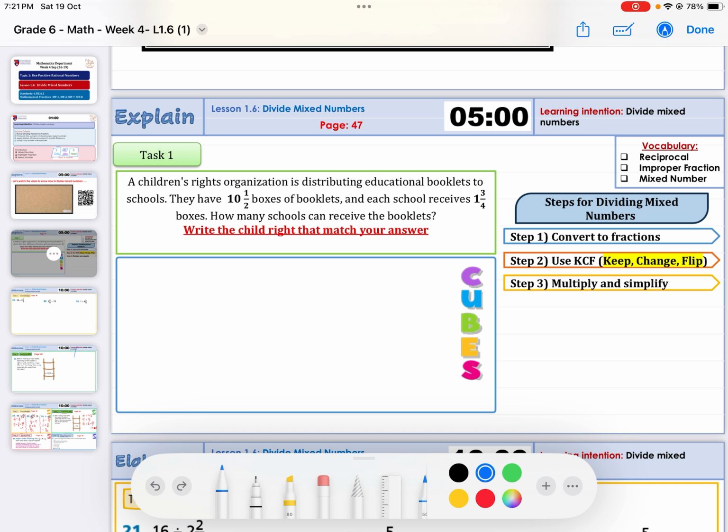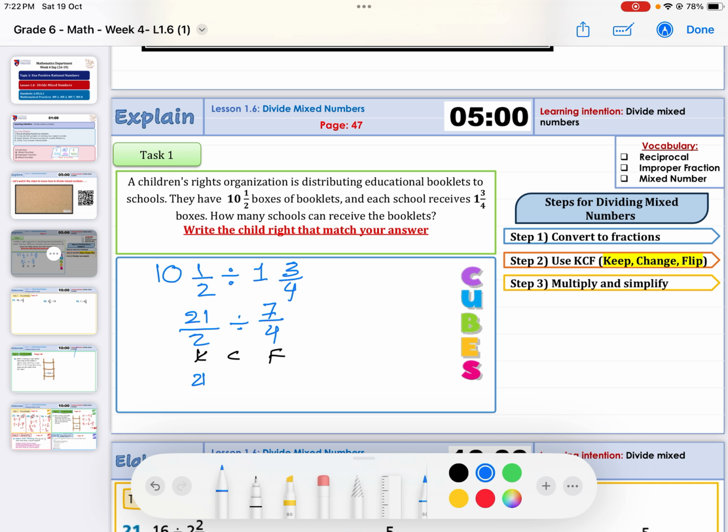Oh no, the whole work is gone. Okay, it's okay. Let's redo it again. We got 10 and a half divided by 1 3/4. We just did this. It's going to be 21 over 2 divided by 7 over 4. We're going to do KCF.